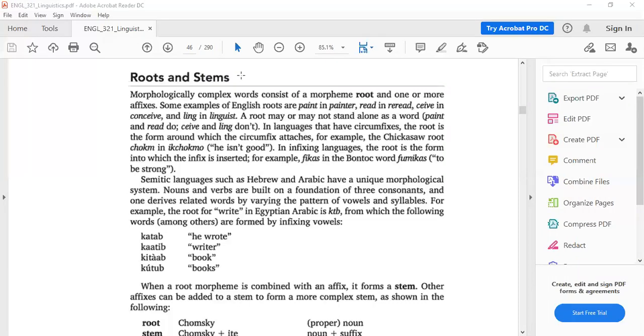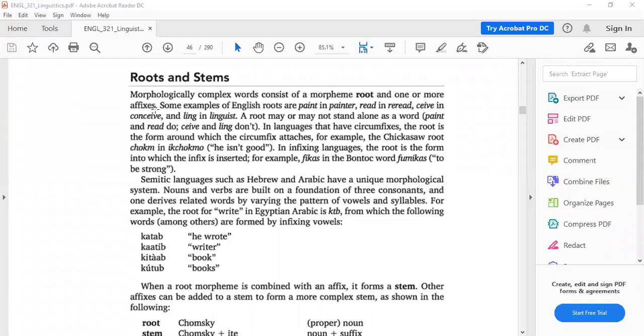Now back to roots and stems. So you know the meaning of root. We have one root, and then we add one or more affixes. So maybe we have a prefix and a root, or a root and a suffix, or a prefix, a root, and a suffix, and so on. Maybe we have two prefixes and a root and so on.